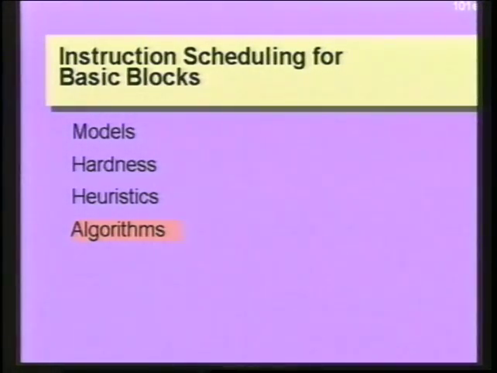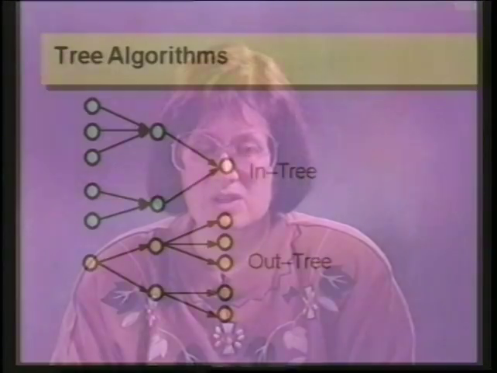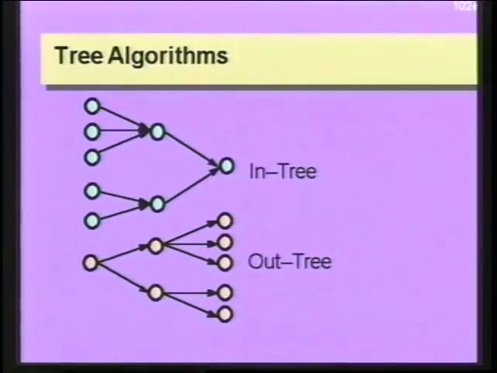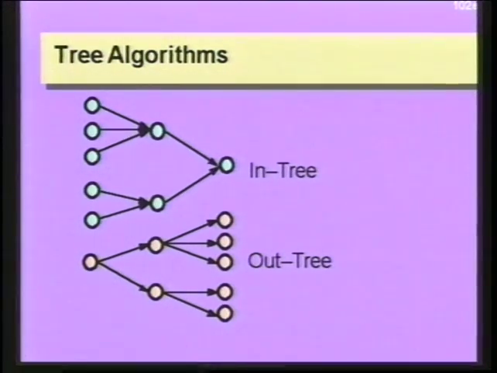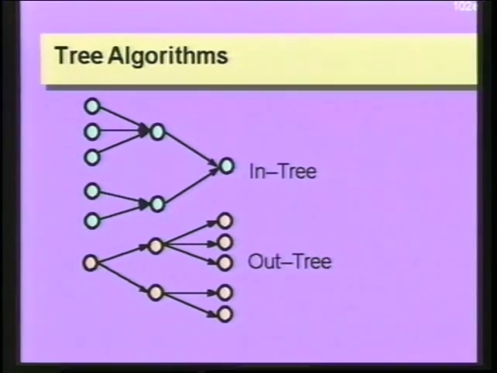So finally, I want to talk a bit about algorithms, because there are certain cases where we can construct optimal schedules efficiently, at least for relatively simplified models of these problems. So the first problem I want to look at is the problem of trees, in particular either in-trees or out-trees. An in-tree is a tree in which all of the edges are going towards the root, and an out-tree is one in which they're all going away from the root.